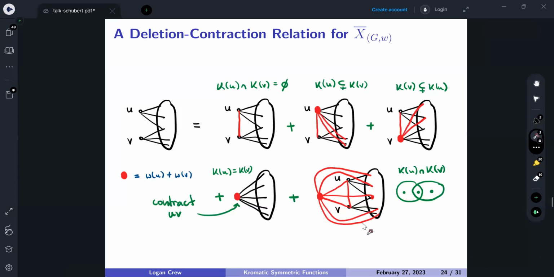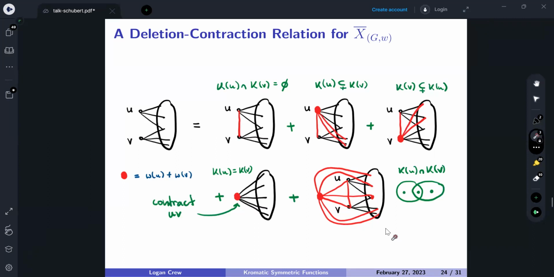So a little bit complicated, but in the end it works. And the important thing that works here is that this actually does terminate. It's not immediately obvious that as a deletion contraction relation, this terminates because we're adding a vertex, but it turns out it does. You can show that the number of stable sets of size greater than 1 is strictly decreasing at each step. And ultimately that will decrease to 0.